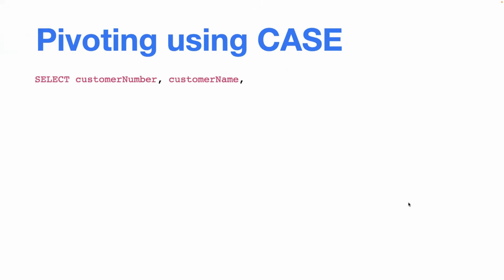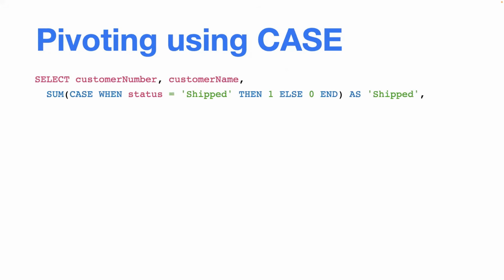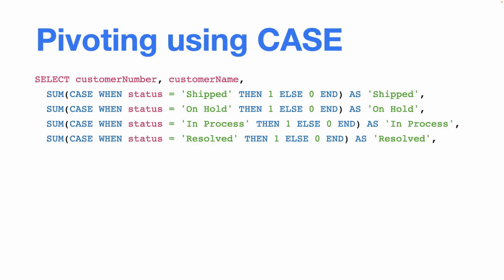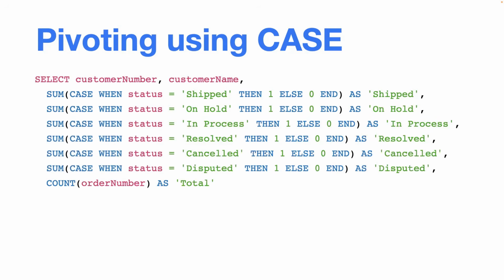So here's what we do. We select the customer number and customer name, and then we sum the case when status is shipped, then 1 else 0 as shipped. Similarly, we do that for on hold. We do that for in process. We do that for resolved, cancelled, disputed, and we also count the total. So we have taken all the unique values in the status column, and we have created a new column for each one of them. And we have done the sum to show the total counts for each customer. And of course, we did that by joining orders on customers.